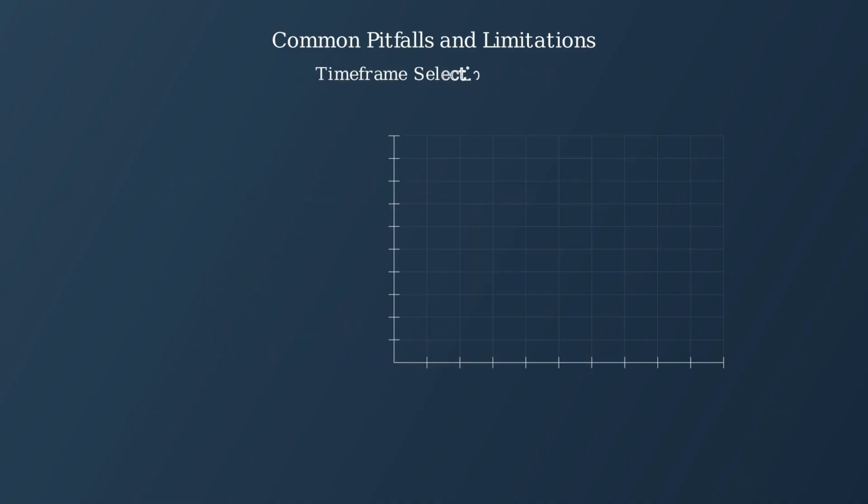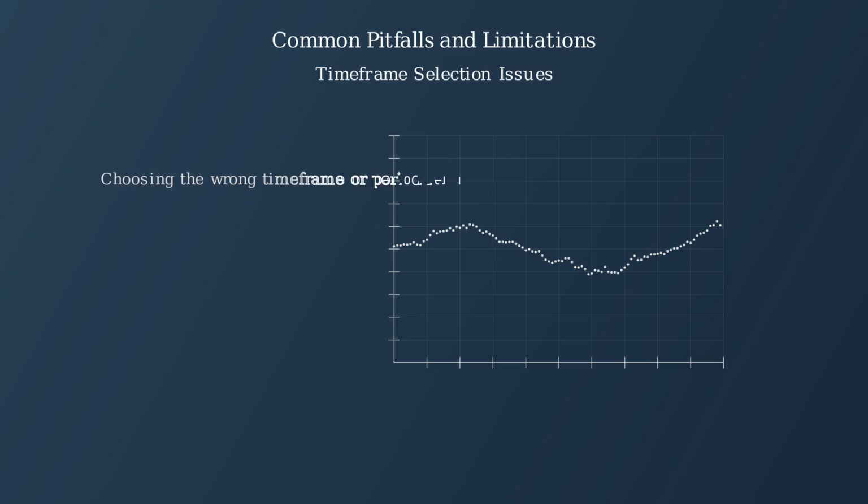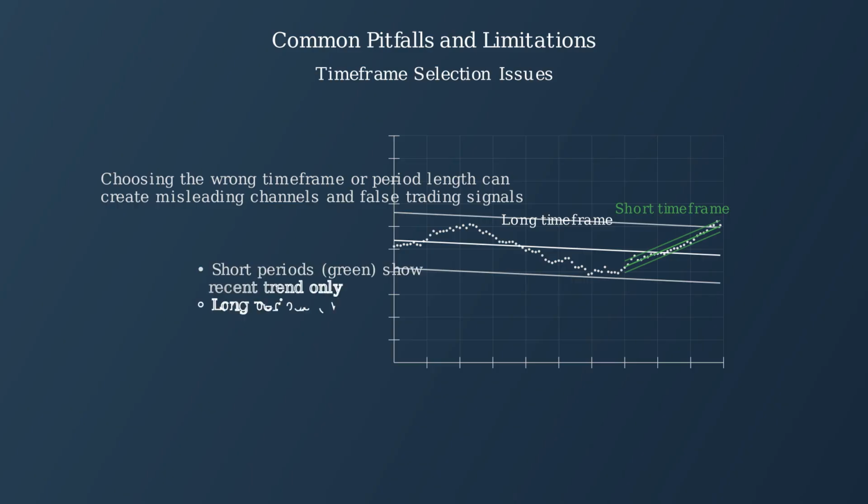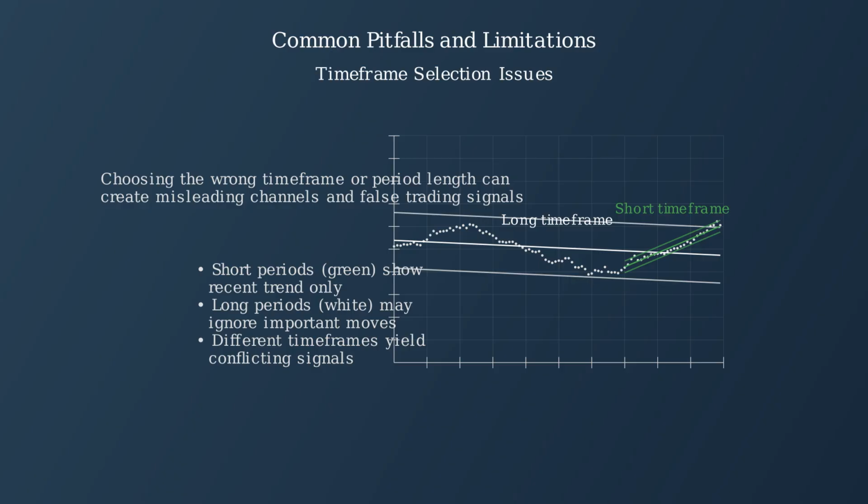Choosing the wrong time frame or period length is another common mistake that can create misleading channels and generate false trading signals. Looking at these price data points, we can see how different time frame selections produce completely different channels. The long-term channel shows a moderate uptrend, while the short-term channel indicates a much steeper uptrend.